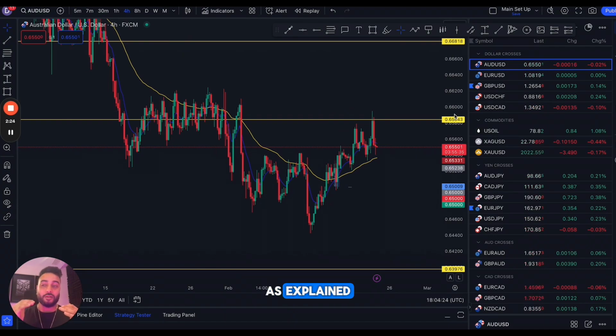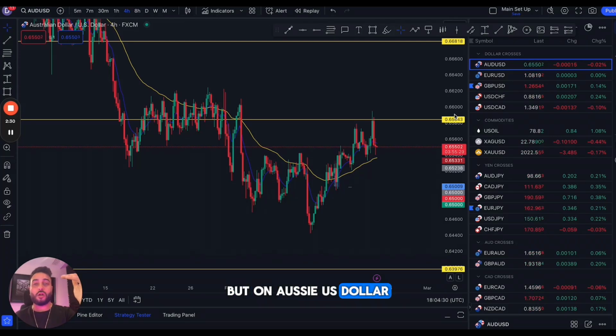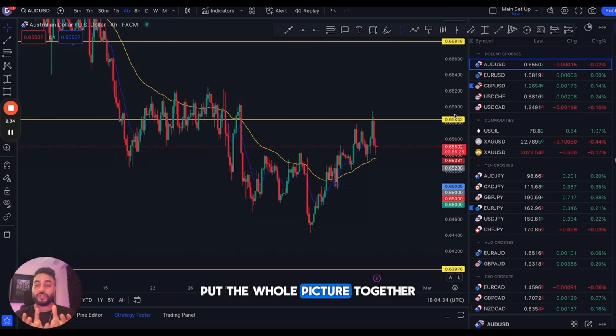So as I explained, strength in Euro USD, strength in Euro Pound, but on Aussie US dollar, we've actually hit our area of resistance. Guys, you gotta put the whole picture together, which a lot of people don't do. So look at one currency pair, but again, what is that currency pair built up of? Let me repeat it one more time: Euro strength against two of the currency pairs, dollar and also pound.